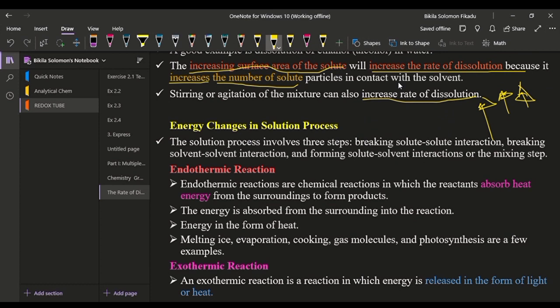Dissolution is what it is called. So, energy changes in solution processes. There are 3 steps in the solution process. The first one is breaking solute-solute interactions, the other one is breaking solvent-solvent interactions, and the last one is forming solute-solvent interactions, or the mixing step.